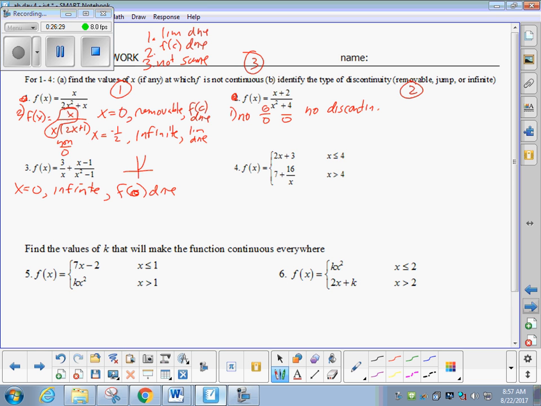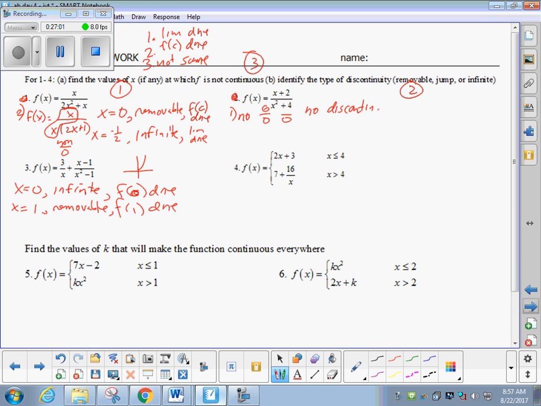Any others? At x equals 1, what's going on? Vertical asymptote or hole? Hole. What kind of discontinuity is that? Removable. And that's a discontinuity because why is there a discontinuity at a hole? Is it because the limit doesn't exist or because the point doesn't exist? Point doesn't exist. F at 1 DNE. Anything else I'm missing?